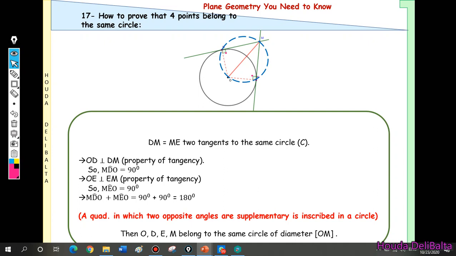So we say again, since ODM equals 90 and OEM equals 90, then the 4 points O, D, M, E belong to the same circle whose diameter is OM and whose center is the midpoint of that diameter OM.